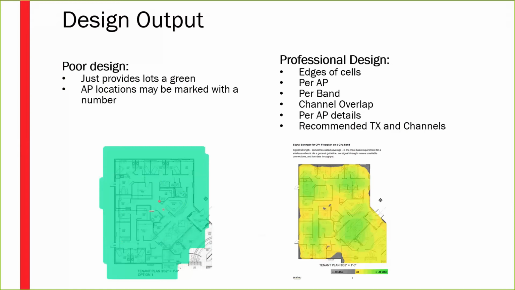We would also provide recommended transmit powers and channels per AP details. There's going to be different maps. This particular one's a 5 gigahertz band coverage. So you have another one that looks just like this. That's for 2.4 gigahertz. And you'd be able to see the edge of the cells and stuff. So there's just a lot more information you would get from that output.